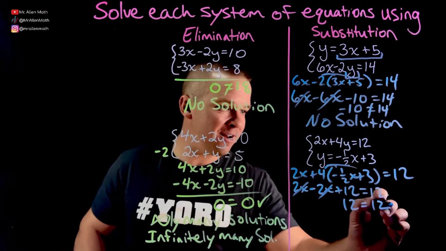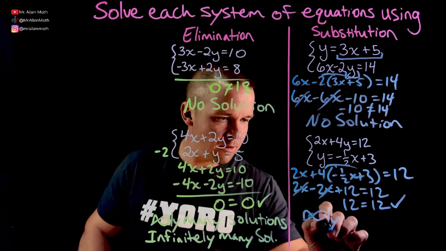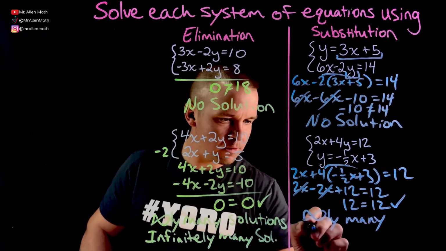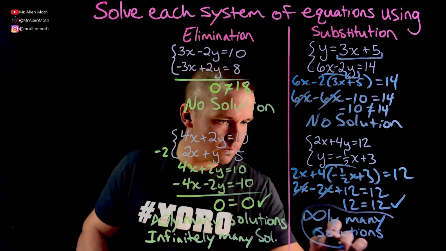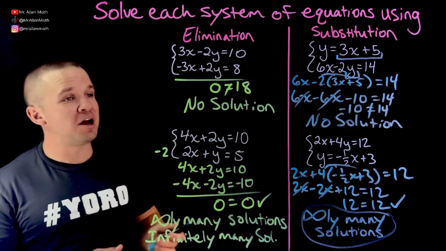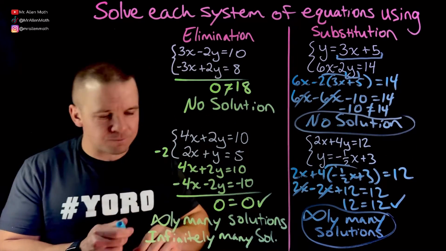That's a true statement, right? So this would be infinitely many. You know what? I'm going with my infinitely many solutions. Why I decided to circle that one, but none of the others, I don't know. Now I feel like I need to go back and circle them all. All right? But there we go.